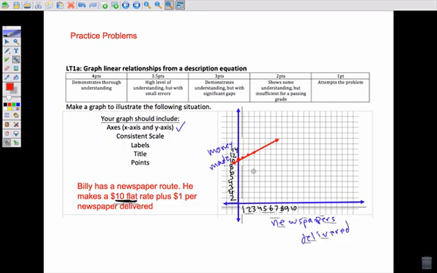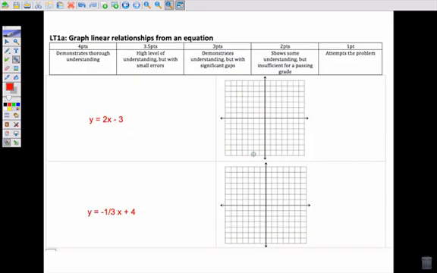All right. Here's your next practice problem. So graph these two equations on these axes over here. Remember y equals mx plus b, where m is your slope, rise over run, and b is your y-intercept. So take just a minute, pause the video right now, work on these two problems, and then unpause when you're ready to check your solutions.